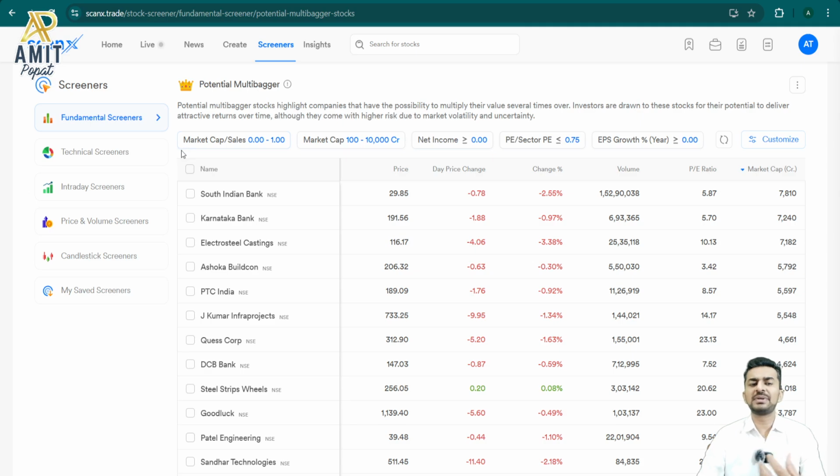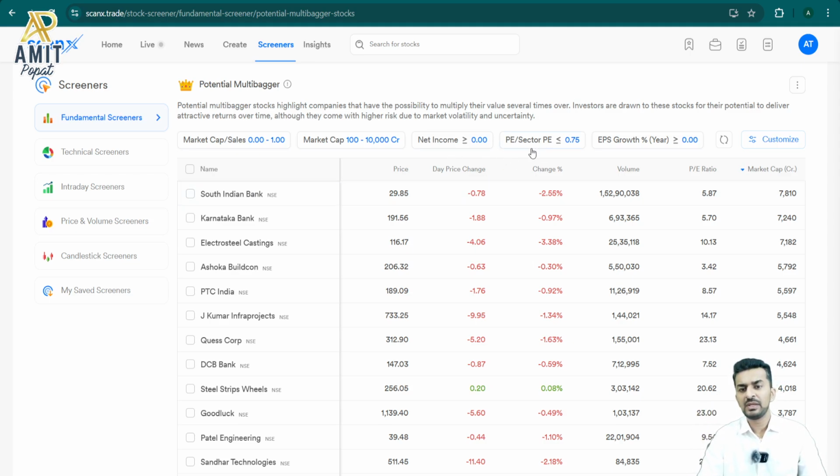Market cap divided by sales is less than 1. Market capitalization is between 100 to 10,000 crores, so we are only looking at companies which have a market cap of minimum 1,000 crore. Net income is greater than 0, so we are looking at profitable companies. Then P divided by sector P. I have opened this screener just to explain the importance of this: the P ratio is going to play a very vital role in your decision making.